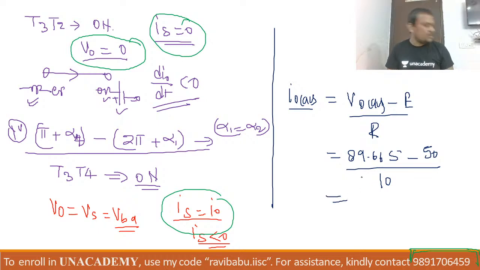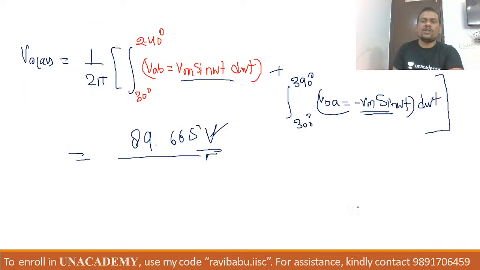Jitendra, tell me how much is this value? Somebody tell me, how much is this value? 59. Yeah, it will come, I think, 3.966. Yeah, thank you, 3.967 ampere is the I naught average. So keep this value in your mind because we require it after some time.